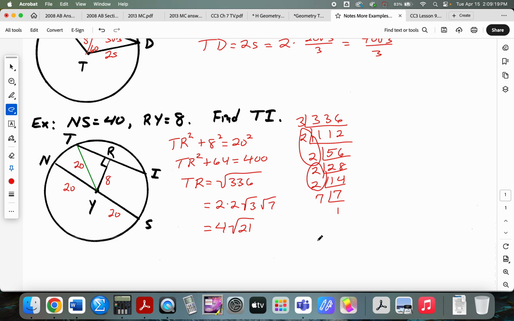All right, just wanted to do some of those because those were some of the harder examples. You will have some like this on your homework tonight. It's a worksheet, but not all of them are this difficult. Some of them are more straightforward.